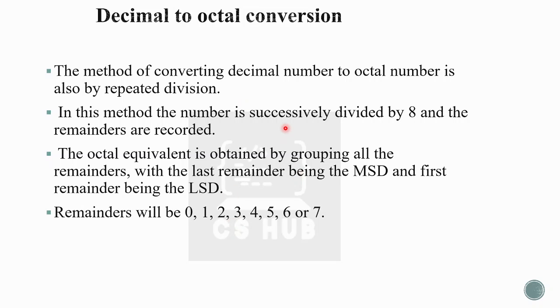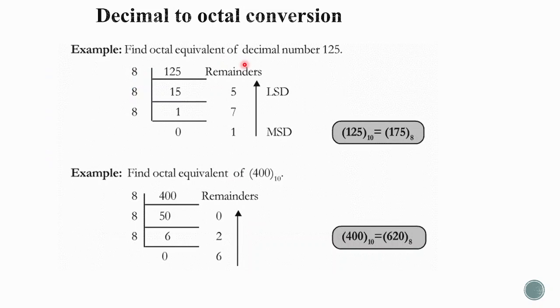Of course, we are dividing by 8, so the remainders will be numbers less than 8. That is, remainders will be 0, 1, 2, 3, 4, 5, 6, 7, up to 7. Any number from 0 to 7 is possible. This is the method of converting a decimal to an octal number.